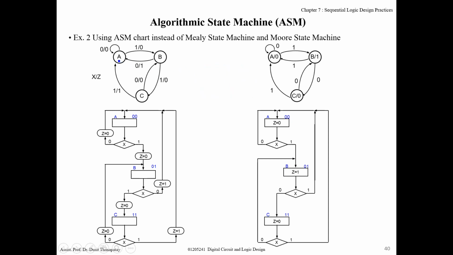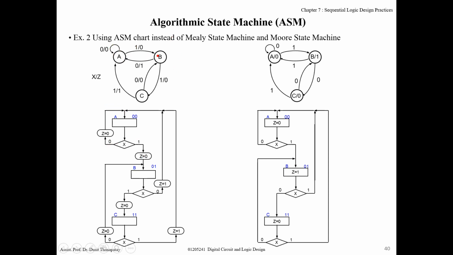At state A, when input X is 0, output Z is 0. When X is 1, output Z is 0. And what about the next state of A when the clock ticks? When X is 0, go to state A. But when X is 1, go to state B.